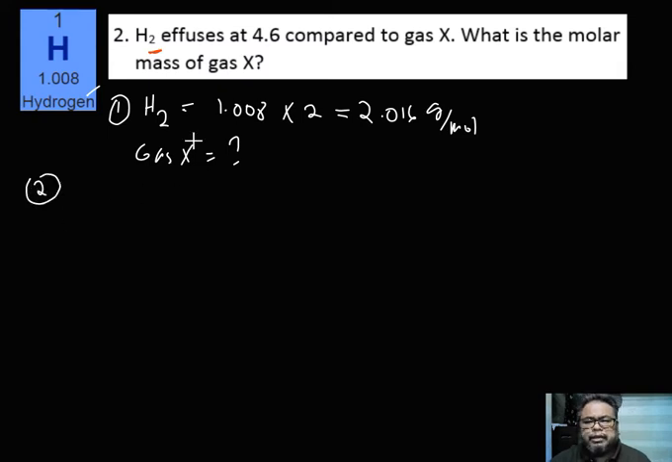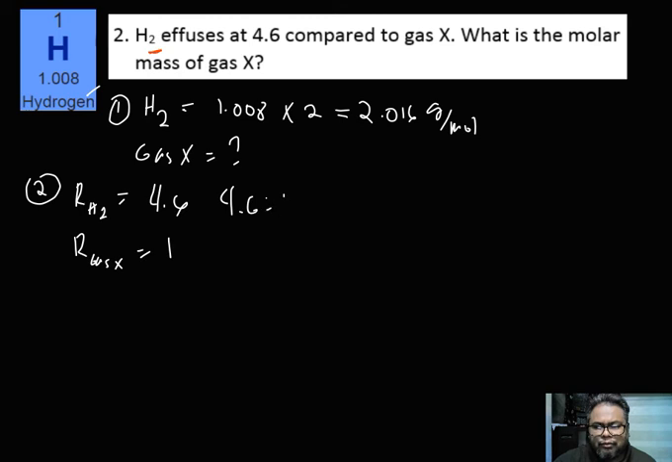The second step is to determine or assign the rates of these two gases. So let rate A be our hydrogen gas, which is 4.6. That is hydrogen, rate is 4.6. And then the rate for gas X is 1. Since we do not have a precise rate value for gas X, we're still going to go with the 4.6:1 ratio. Next, apply Graham's equation. So that is 4.6 over 1 is equal to the square root of x over 2.016. Now we want to remove the square root sign, so we can do that by squaring both sides.